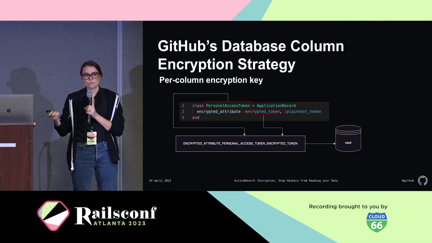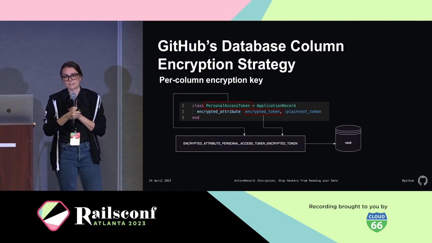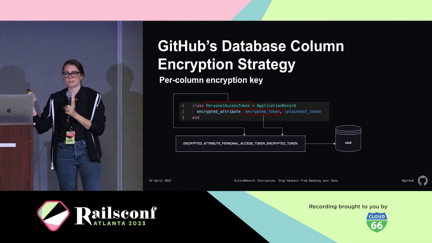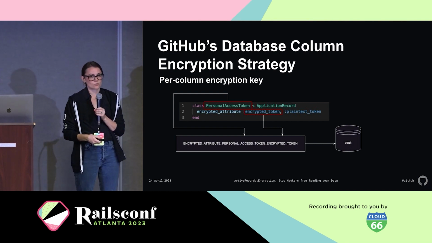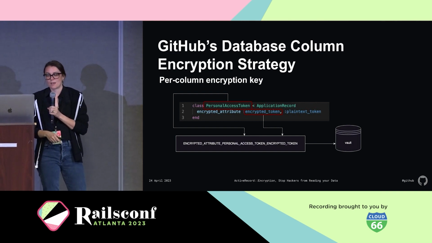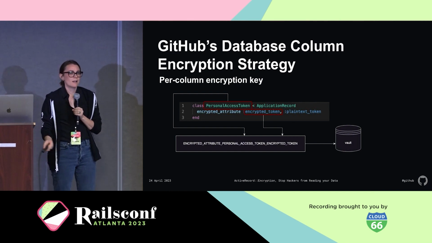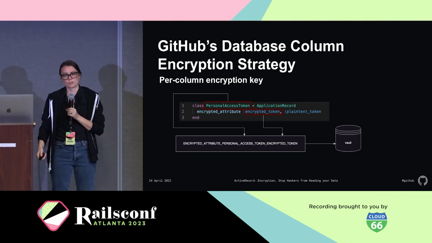And it's also using the database column name, encrypted token. So we prefix with encrypted attribute, and you can see encrypted attribute, personal access token, encrypted token. And that's all stored in our secure vault, so keeping you, GitHub's customers, safe. And it seems like a pretty good system, right? Like fairly clean API, good access pattern, secure vault storage.